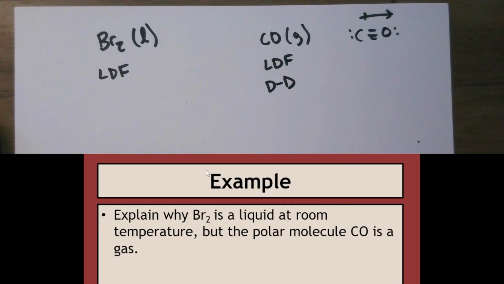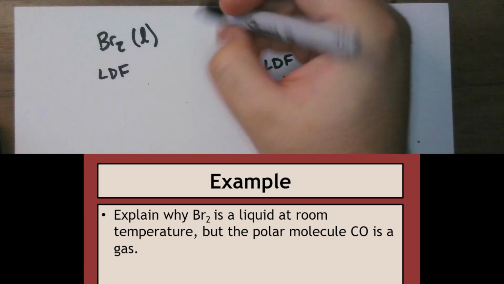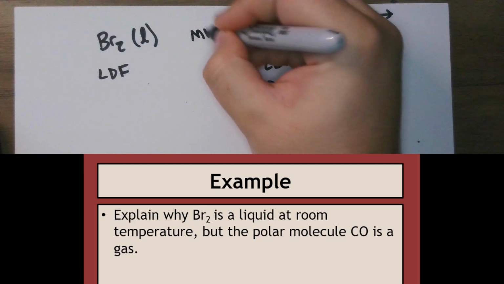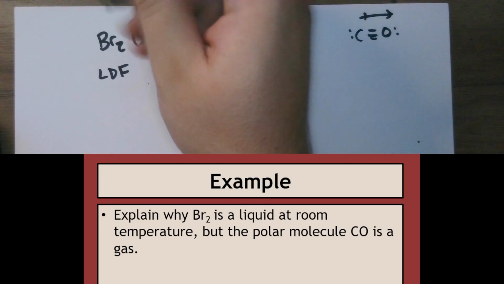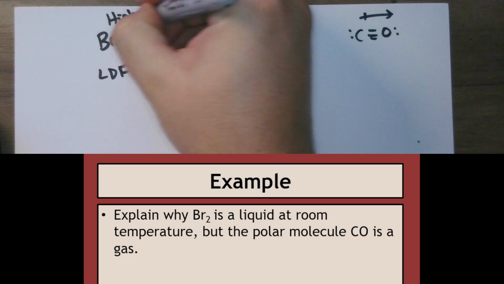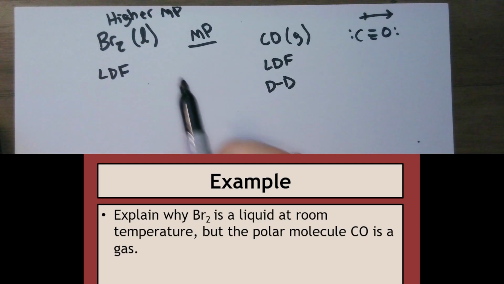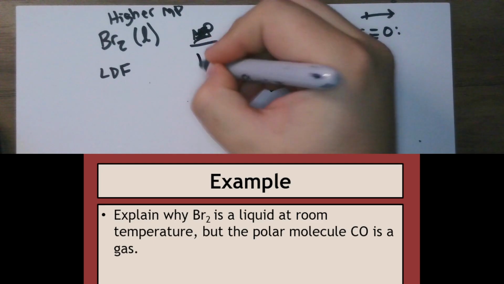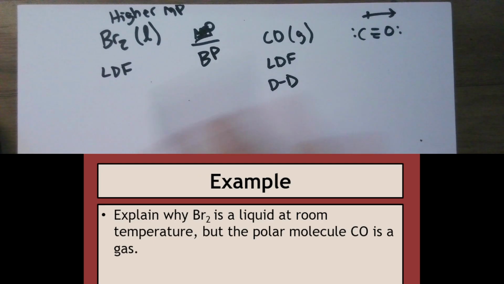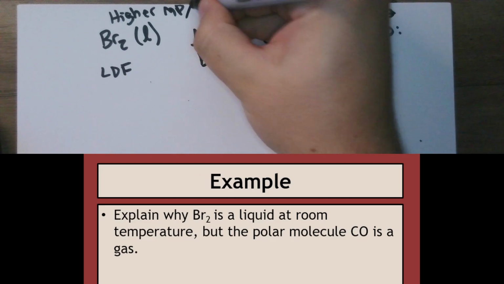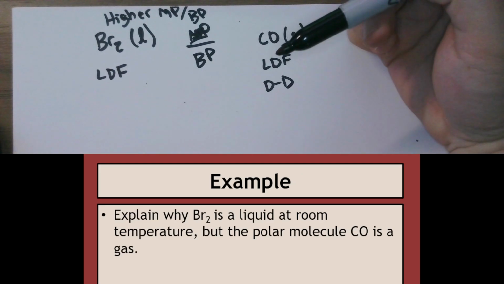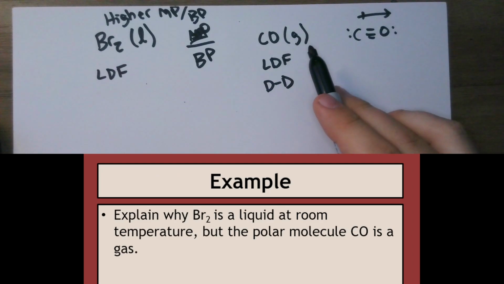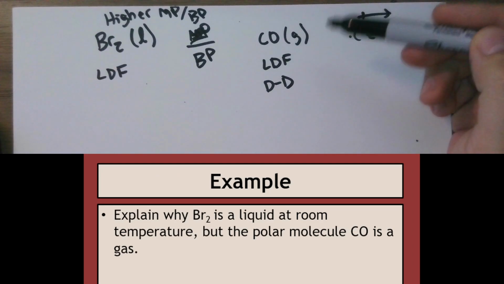But the question says, explain why. Why is bromine a liquid? Liquid implies, if we're thinking about melting points, the temperature you melt at, that this one has a higher melting point because it takes more energy to melt it. Or I really should have said boiling point because it's turning into a gas. But the trend follows as a higher melting point and boiling point. This one hasn't boiled yet, so we're not at a high enough temperature to reach its boiling point. CO is already boiled, so it must have a lower boiling point because it's already a gas.